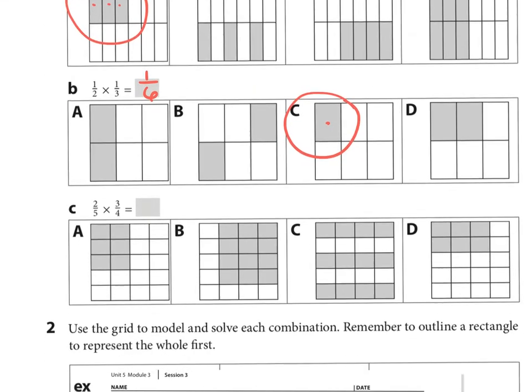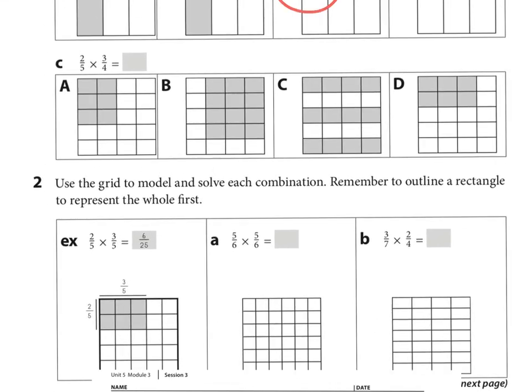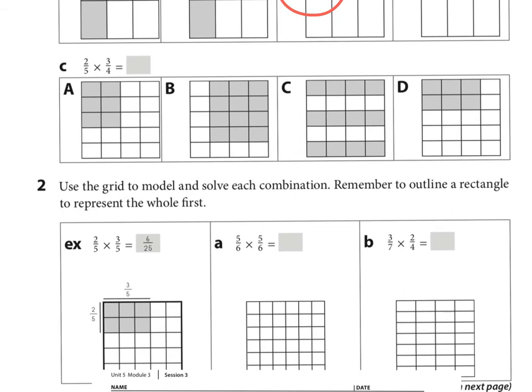Moving on to C, the equation is 2/5 times 3/4. So let's see, here up top, I see 2 are colored in, but is that 2/5? No, that's 2/4 because it's out of the 4 boxes up top. And over here, I see 3 are colored in, but is it 3 out of 4 total on this side? No, it's 3 out of 5 total. So this does not work. This is not matched. We can go ahead and put an X through that.